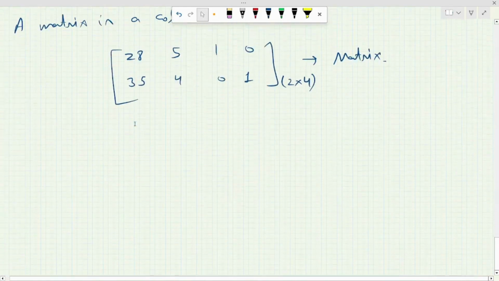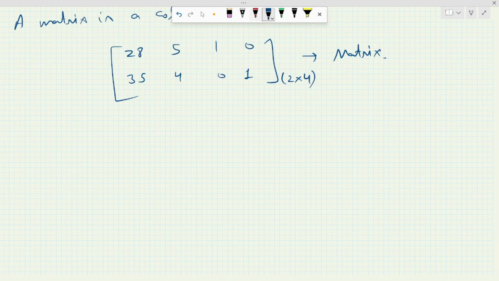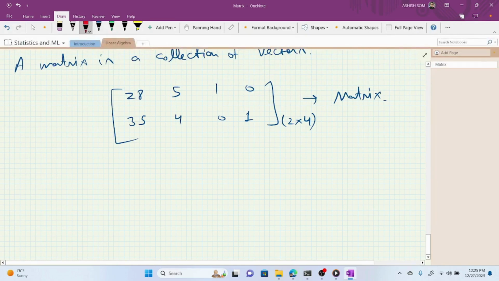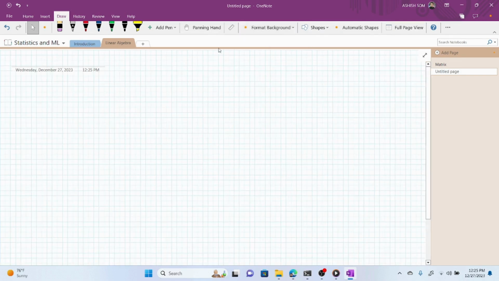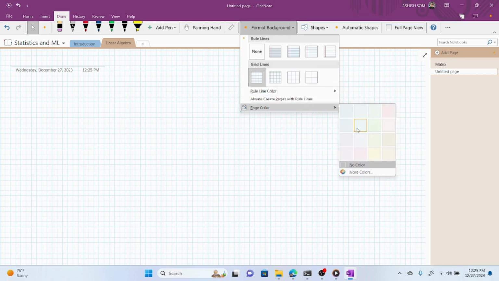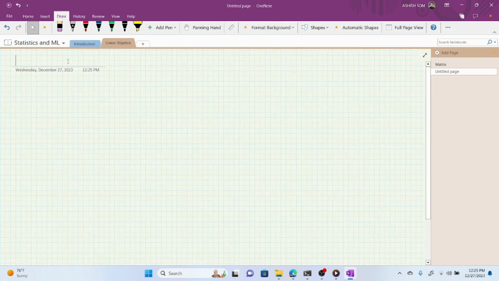Fine. Now the thing is, what operations can we perform? Let's move to the next part, which is operations on a matrix. What operations can we perform on a matrix, guys? Before matrix operations, first we can talk about types of matrices. We have different types of matrices.